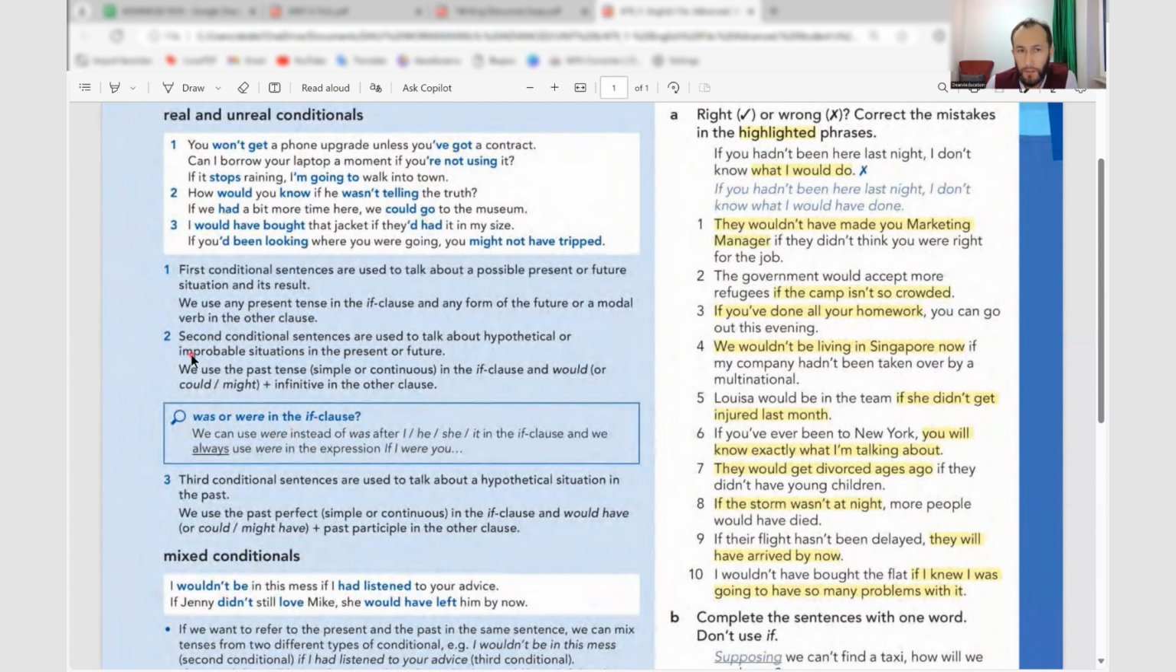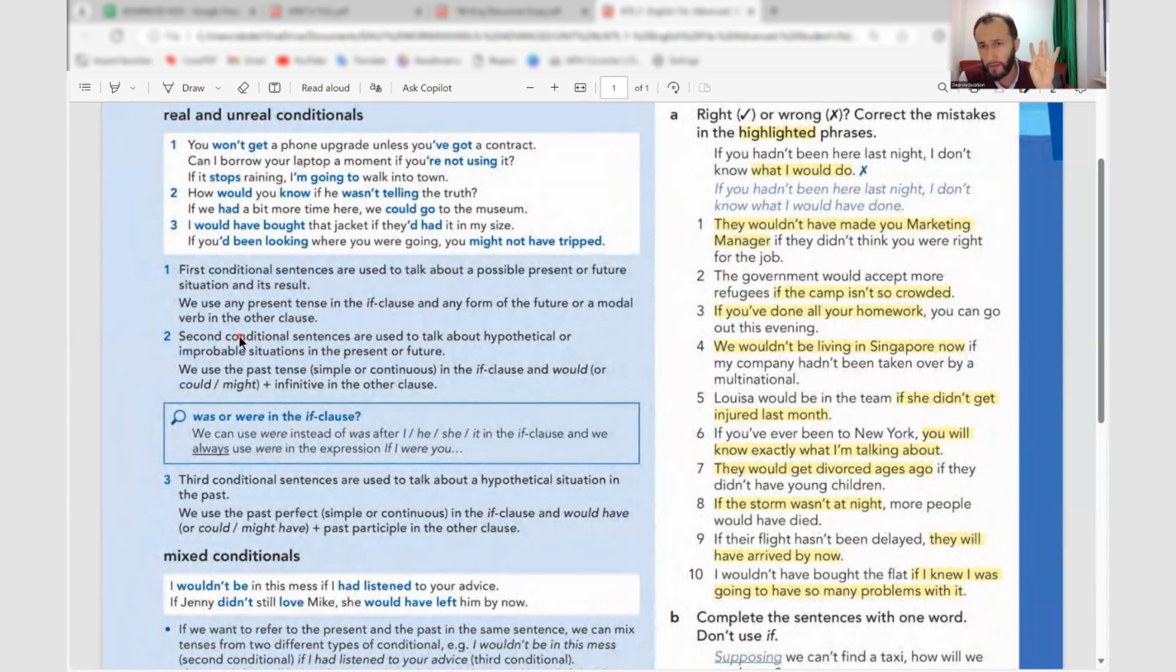Now, point number 2, the second conditional. Second and third, unreal, guys. When we say real, unreal, we have got 4 conditionals actually: 0, first, second, third. And we have got another one, we call it mixed. Second and third, when we mix it, becomes mixed conditional. Sometimes I say 5, but it's like 4.5, I would say. They're the 4 real good ones. 2 of them real, 2 of them unreal.